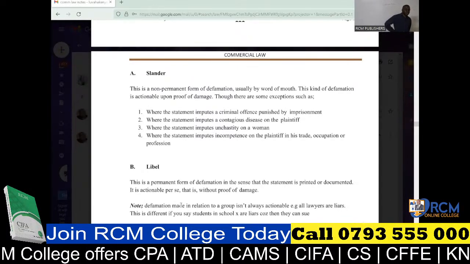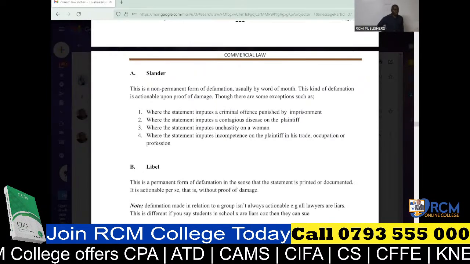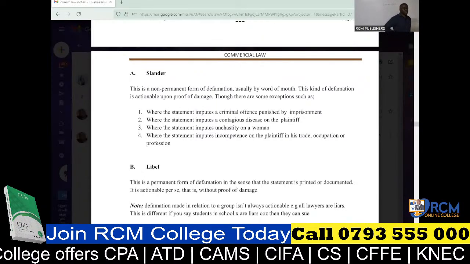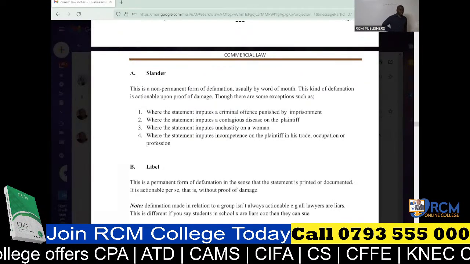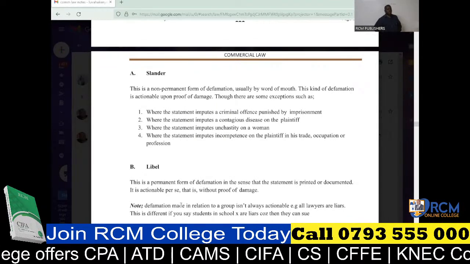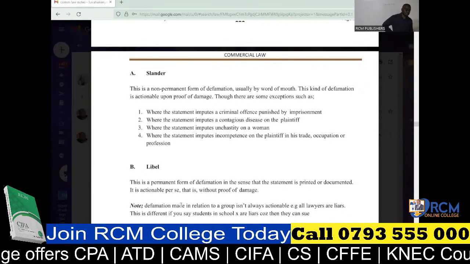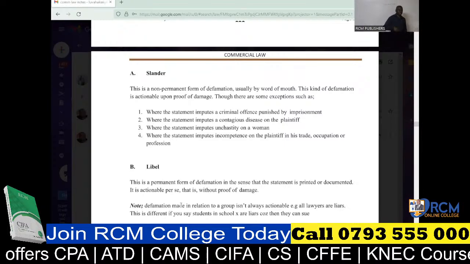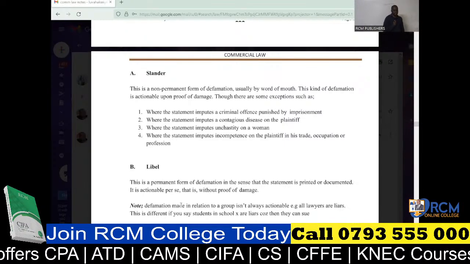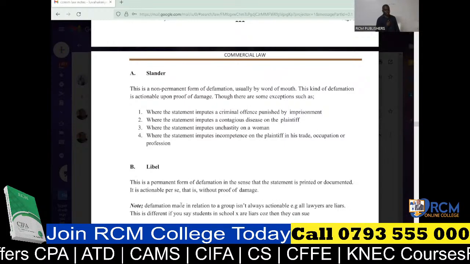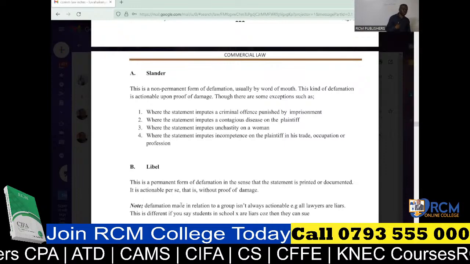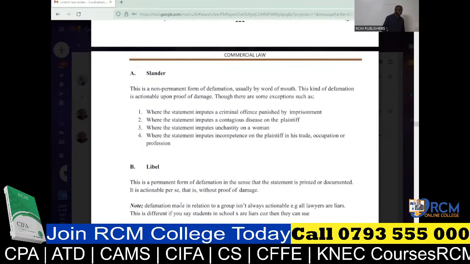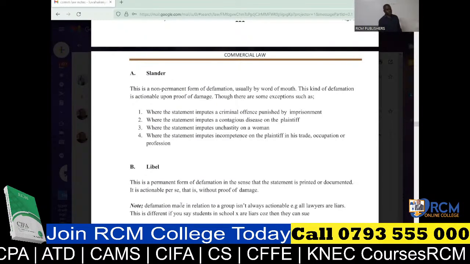Number three, where the statement imputes unchastity on a woman. Then the last one, where the statement imputes incompetence on the plaintiff in his trade, occupation or profession. So you are basically like a qualified accountant. You've been registered, you have been practicing as an accountant, but of course someone goes out there and simply claims you're incompetent in your area or in your profession. For such a case, if you hear such a statement, you don't have to prove that damages occurred as a result of that particular statement. You can immediately bring the action before the court and accuse the person of defamation.